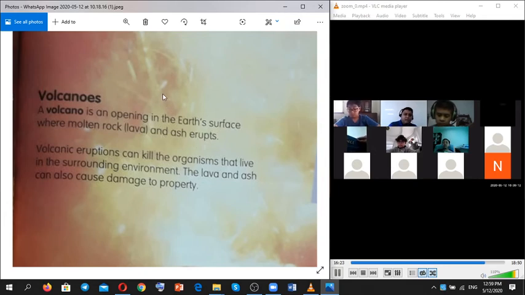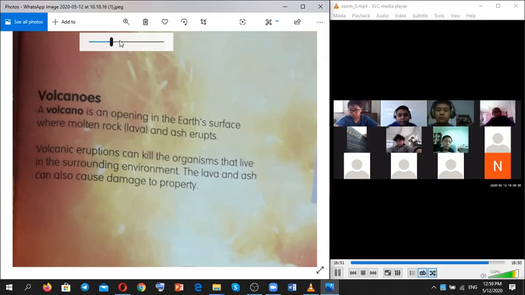I think there's a problem with the microphone of Anika. It's making some weird noise. Anyway, let me just repeat what Anika read. A volcano is an opening in Earth's surface where molten rock, lava, and ash erupt. Volcanic eruptions can kill the organisms that live in the surrounding environment. The lava and ash can also cause damage to property. In Brunei, you don't have volcanoes.